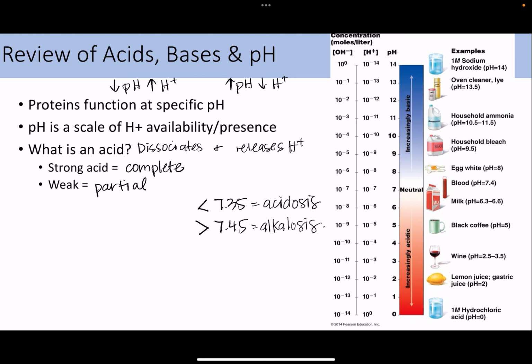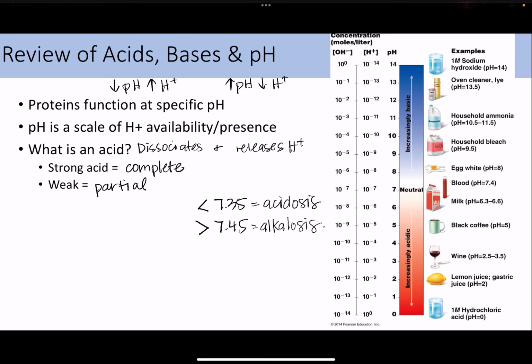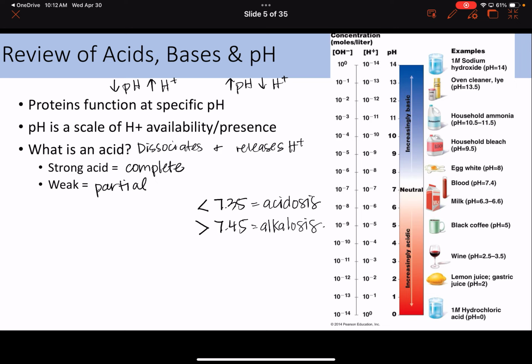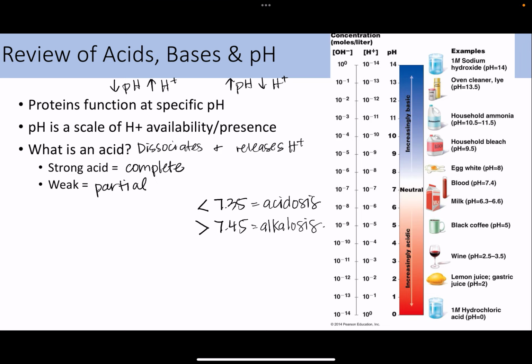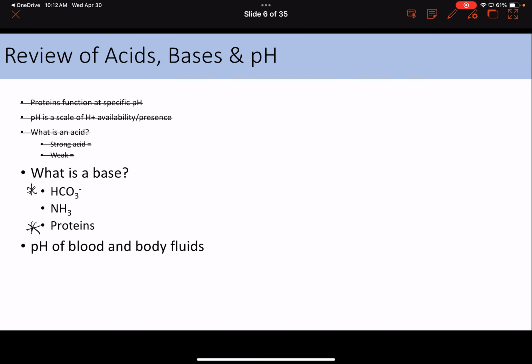Okay. So next we're going to talk a little bit about bases. If it lets me go to the next slide. All right, so what is a base? Bicarbonate is a base we talk about a lot. Ammonium is as well, but we don't talk really about that much. We'll talk a little bit about how proteins can act as bases as well. But this is going to help keep our pH of both our body and body fluids and blood.